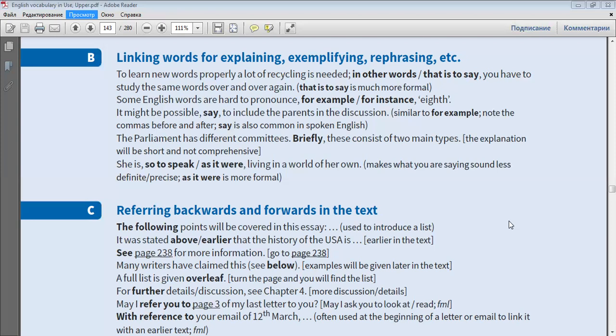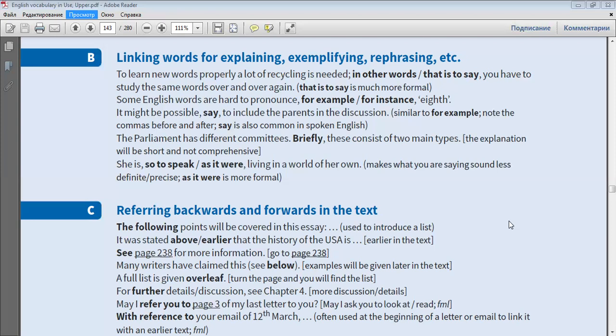Some English words are hard to pronounce. For example, eighth. Some English words are hard to pronounce. For instance, eighth. It might be possible, say, to include the parents in the discussion. Similar to, for example, note the commas before and after. Say is also common in spoken English.